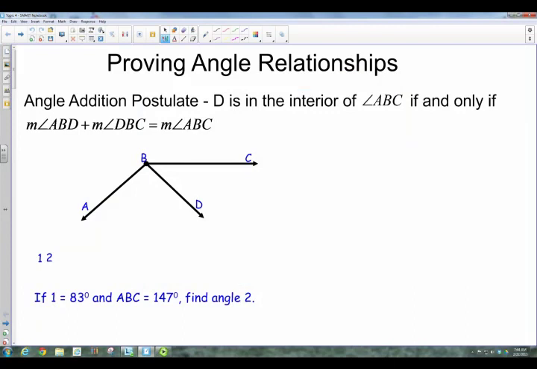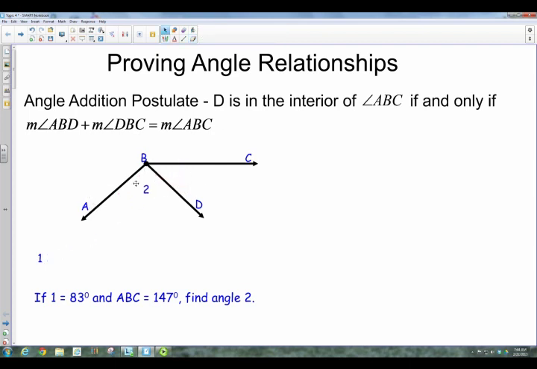It says if D is in the interior of angle ABC, okay, interior means on the inside, if and only if angle ABD plus angle DBC equals angle ABC. And basically what that means, if I've got these two smaller angles here and here, if I were to add them together, they should give me the sum of that whole angle. Okay, so that's what this postulate says.